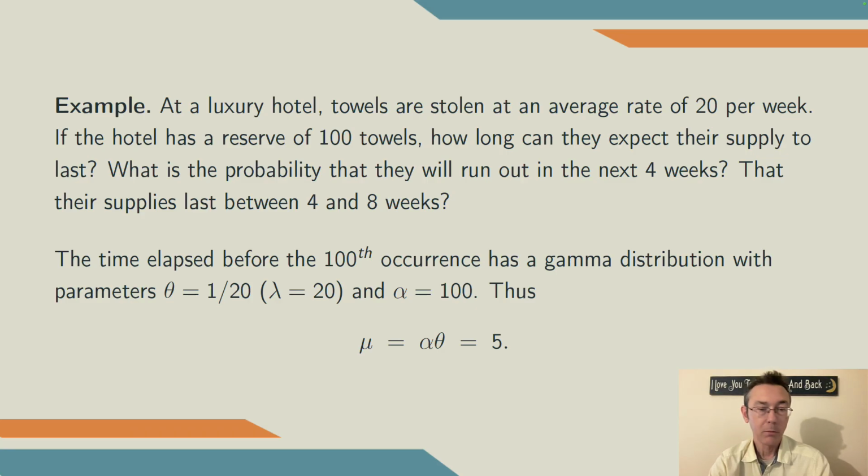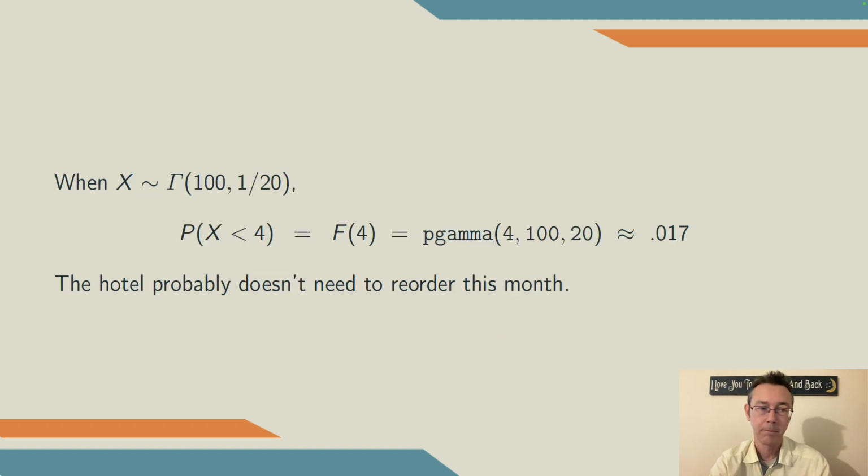The time elapsed before the 100th occurrence is going to have a gamma distribution with parameters theta equals 1/20th, lambda equals 20 being the average rate at which the towels vanish, and alpha equals 100 because we're waiting on 100 occurrences. So the expected value, alpha times theta, is 5. That's the expected waiting time before 100 towels disappear from this hotel.